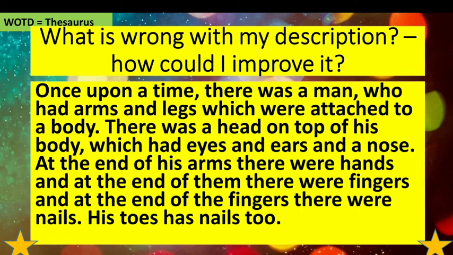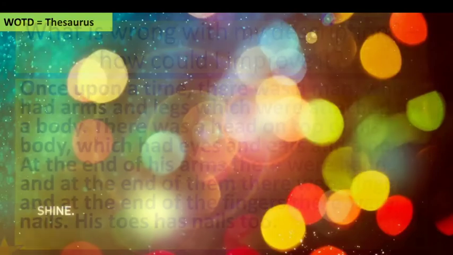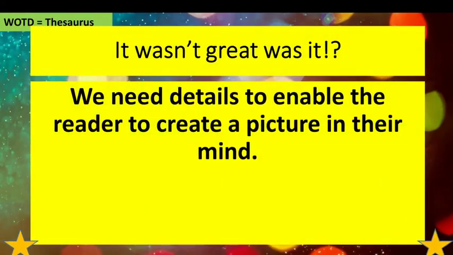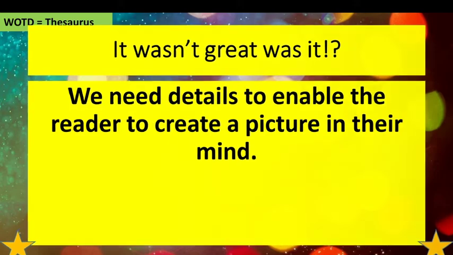I've described quite a lot about the man there, but what isn't quite right about it if we want to produce a quality description? So it wasn't great, was it? We need to add details to enable the reader to create a picture in their mind of the character. I just gave you loads of really basic details there to describe what could be any person, and we need to make it specific to the character so they can paint a picture in their mind of what they really look like and potentially what they are like as a person.